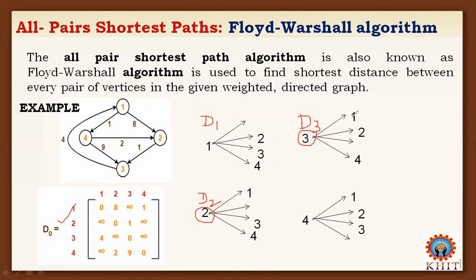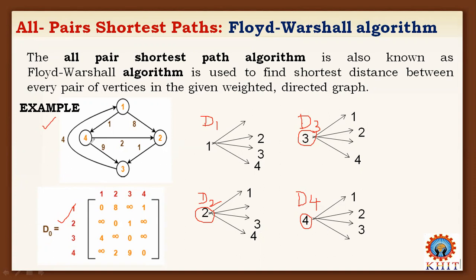Distance from vertex 3 to vertex 1, vertex 3 to vertex 2, vertex 3 to vertex 4, you need to find out. And next, we need to find the distance from vertex 4 to all remaining vertices, namely 4 to 1, 4 to 2, 4 to 3. So in this way, we need to generate a total of 4 matrices from the given example. We need to generate 4 matrices, namely D1, D2, D3, and D4.